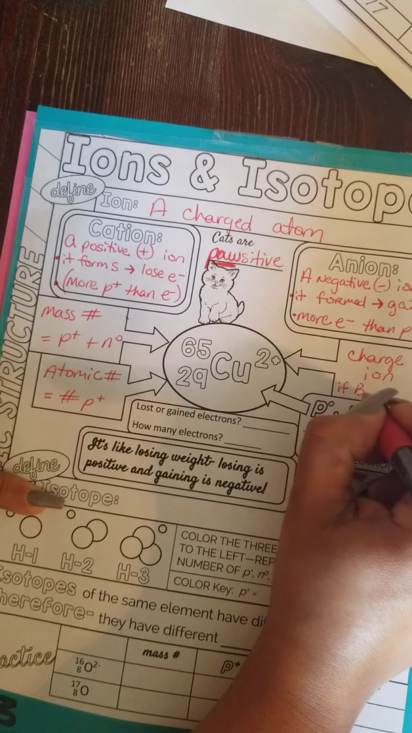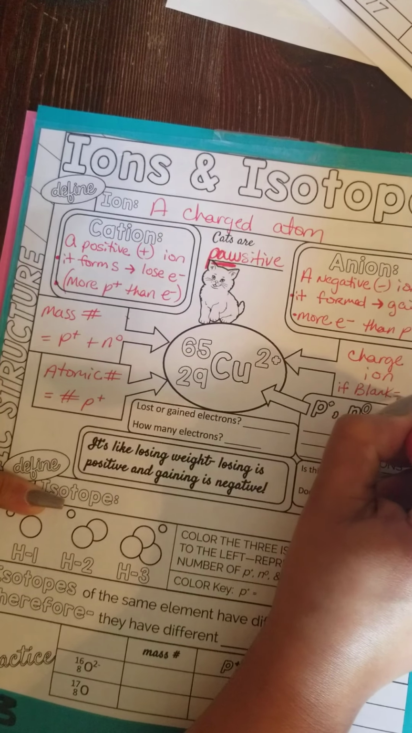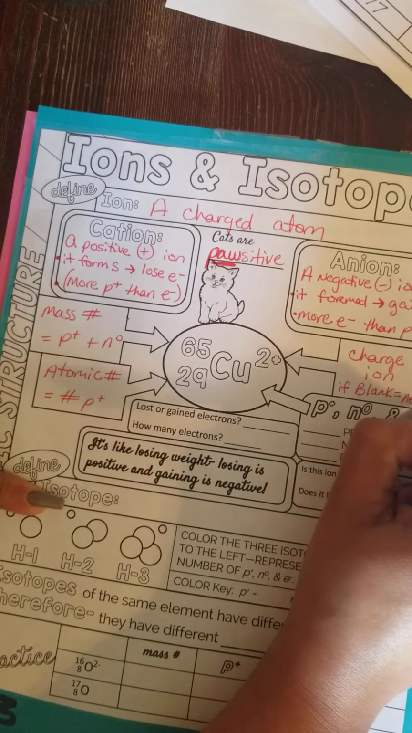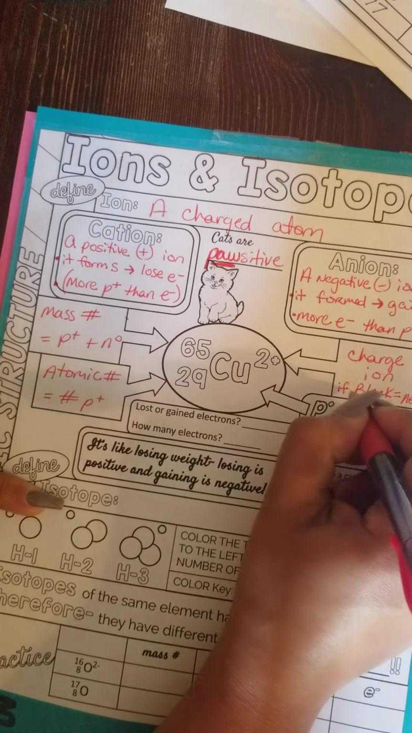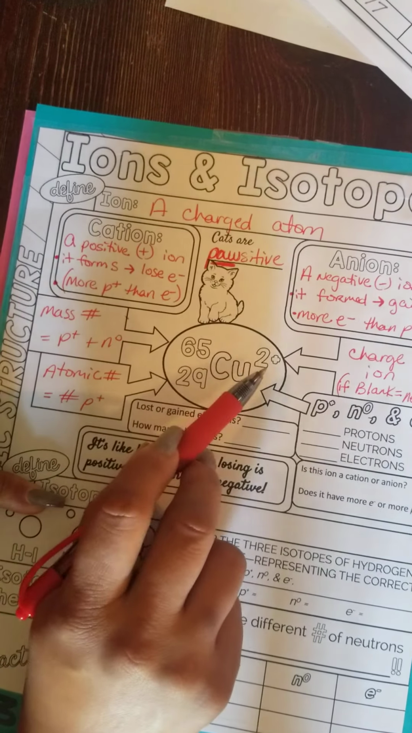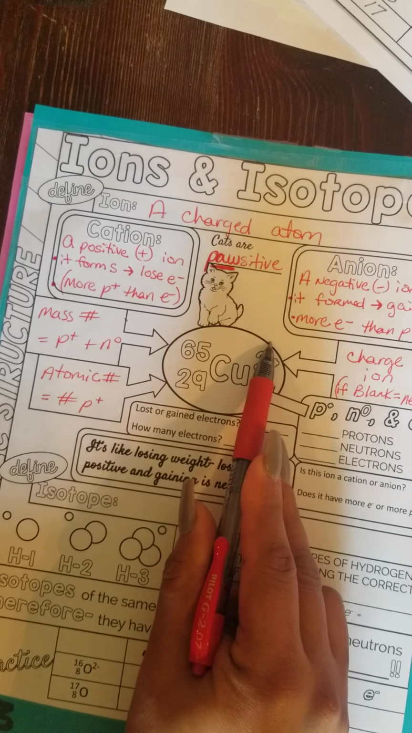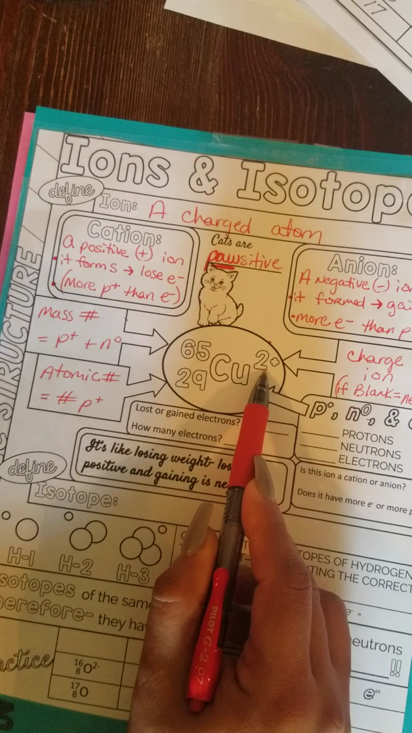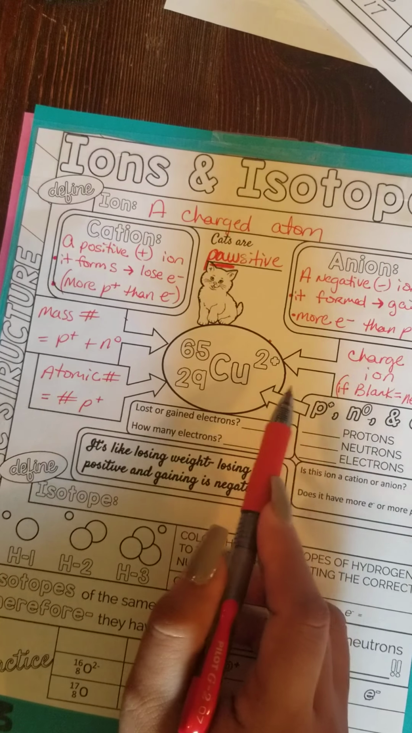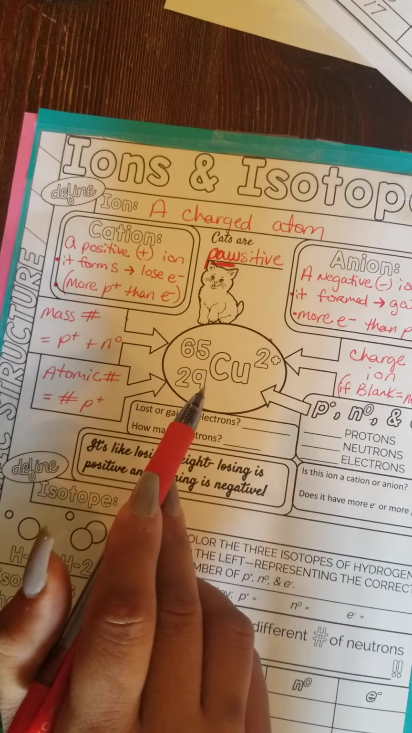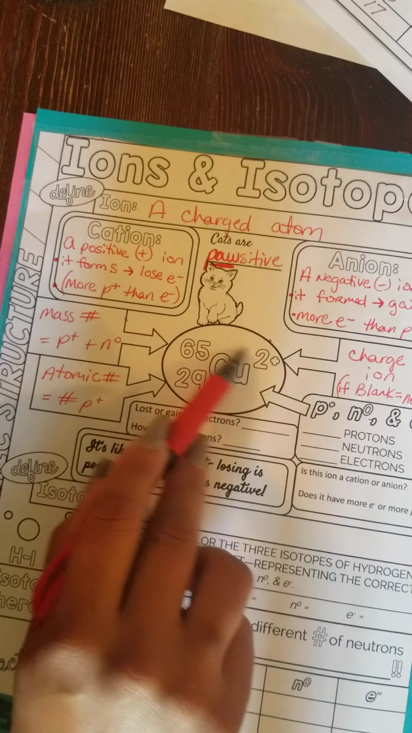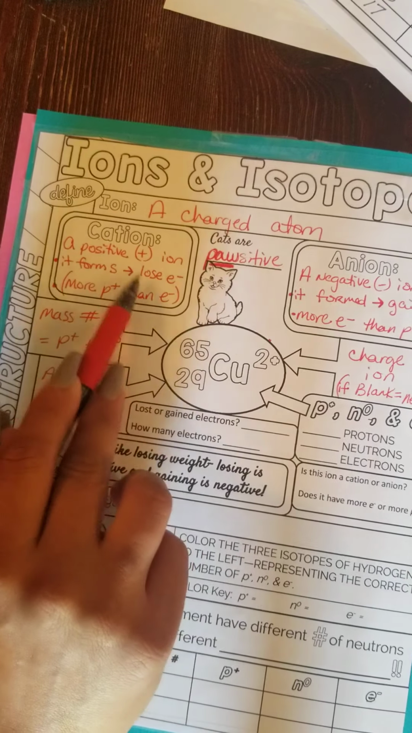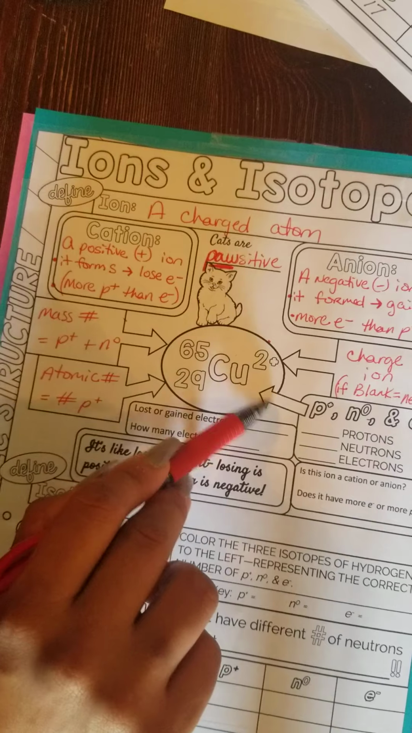If blank, because nothing is there, then it's neutral. Okay? So if this is not there, because so far we've seen it without that, then that means that it's neutral. But if we start to see this, then that means that it is a charged ion, cation or anion. Okay? This one, what would this one be? A cation, because it has a positive charge.